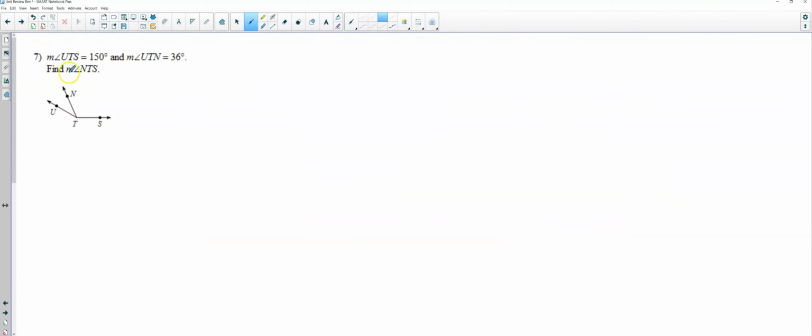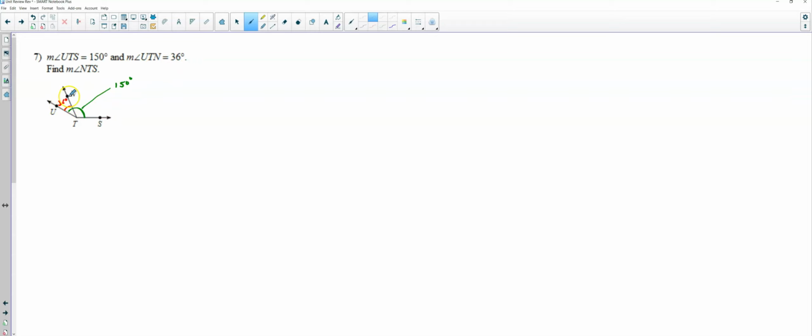Here is another way that you're going to be tested, how to use the knowledge that you're supposed to have acquired here in the unit, right? So the measurement of angle UTS is 150 degrees. So the measurement of angle UTS, which is this whole angle right here, is 150 degrees. The measurement, I'm going to put it right there, is 150. That's the whole thing. Now let me change colors just so that we could differentiate. The measurement of angle UTN right here, that's 36 degrees.